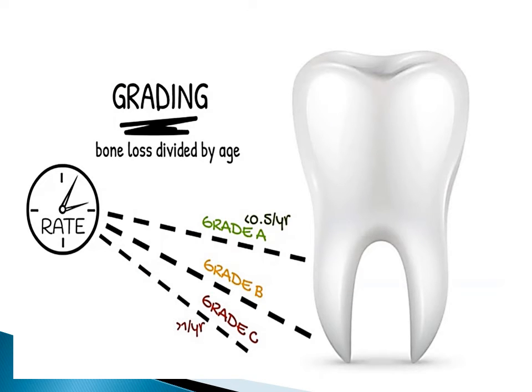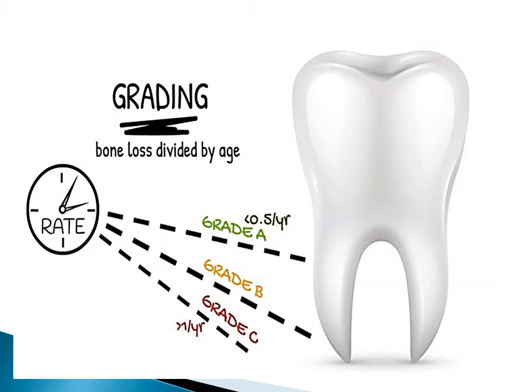And irrespective of the stage at diagnosis, periodontitis may progress at different rates in individuals, which can be estimated by measuring the grading. Grading can be calculated by dividing the bone loss percentage by the age of the patient. The 3 grades we have in periodontitis.